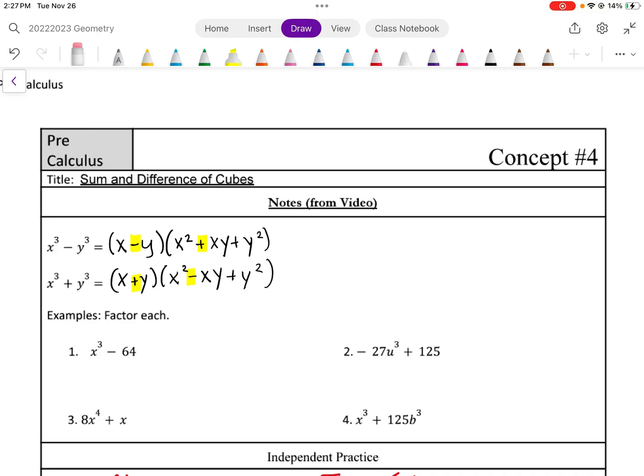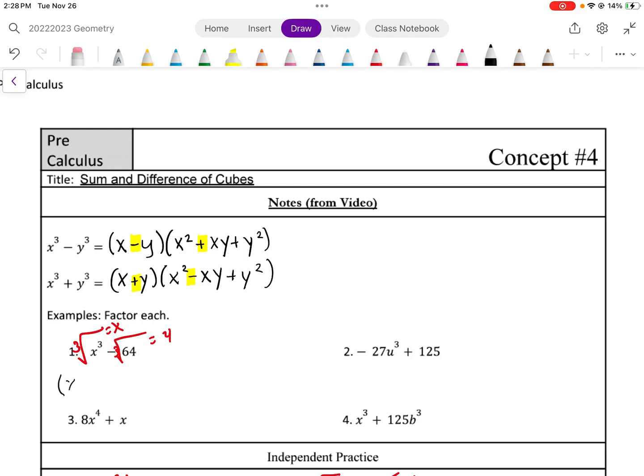Number one, I have x cubed minus 64, so this is the difference of cubes formula, and both of these are perfect cubes. So what you're going to do is take the cube root of both of these first. So the cube root of the first one is x. I'm going to write that here. Cube root of this is 4. So now I'm going to plug those two numbers into that first formula.